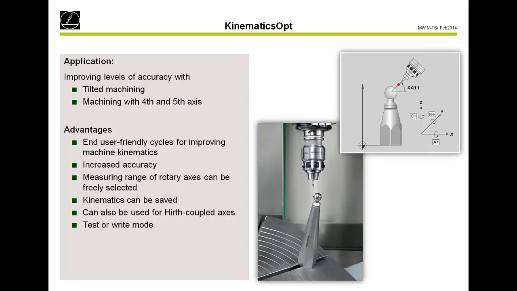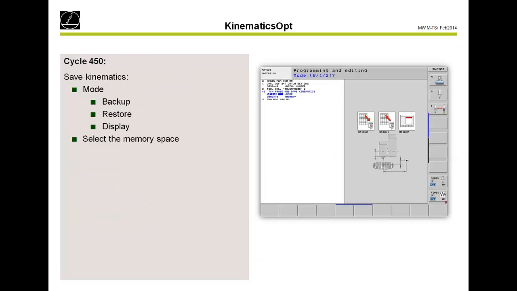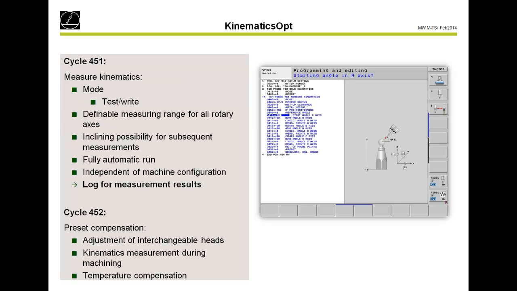And this is an easy cycle. You have a cycle 450. With this cycle you can save the kinematic. Before you do any changes, it's good to save it. And then you have the cycle 451. It's for measuring, so test or write the kinematic. And there you just define the starting angle and the end angle of your round axis. And then the control will measure between the start angle and the end angle with your measuring points.